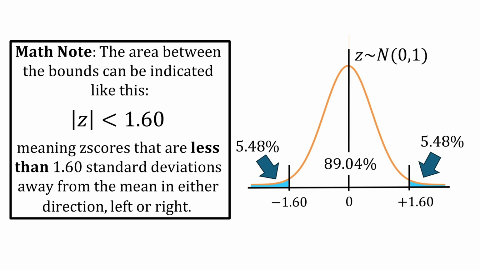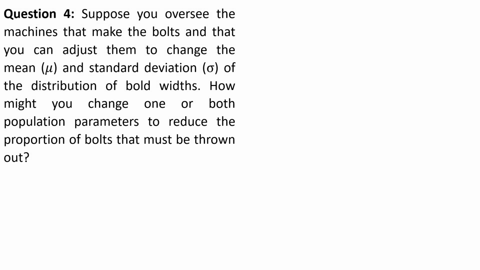Okay, so moving on to the last part of this skill check. Suppose you oversee the machines that make the bolts and that you can tune the machines so that you can change either the mean or the standard deviation or both of the manufacturing process. The question is, how might you tune the machine to change one of these population parameters in such a way as to reduce the proportion of bolts that you have to throw out?